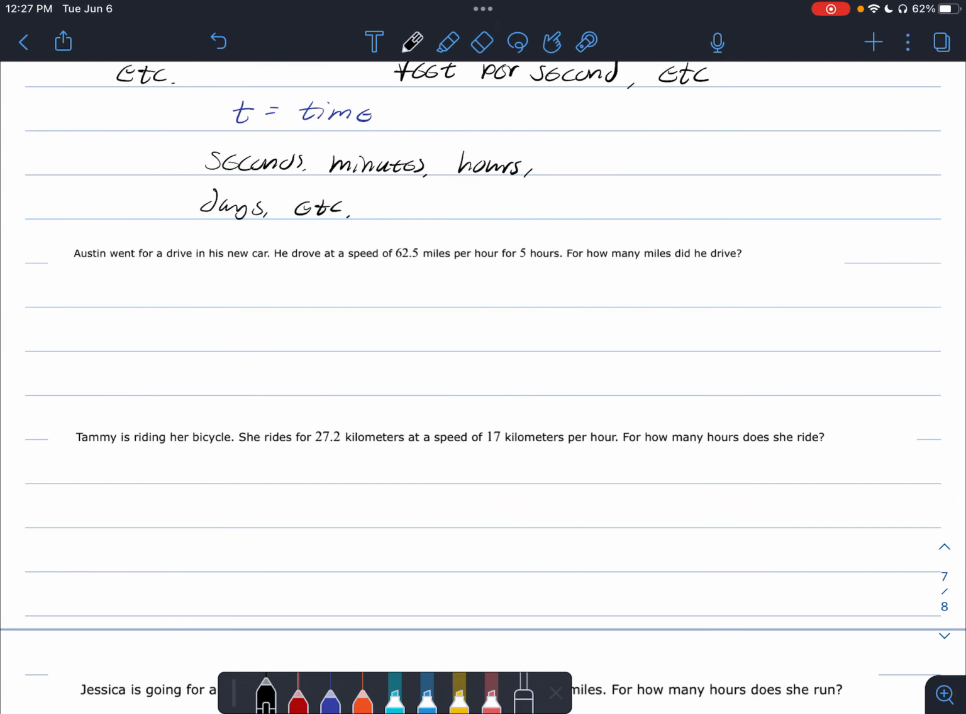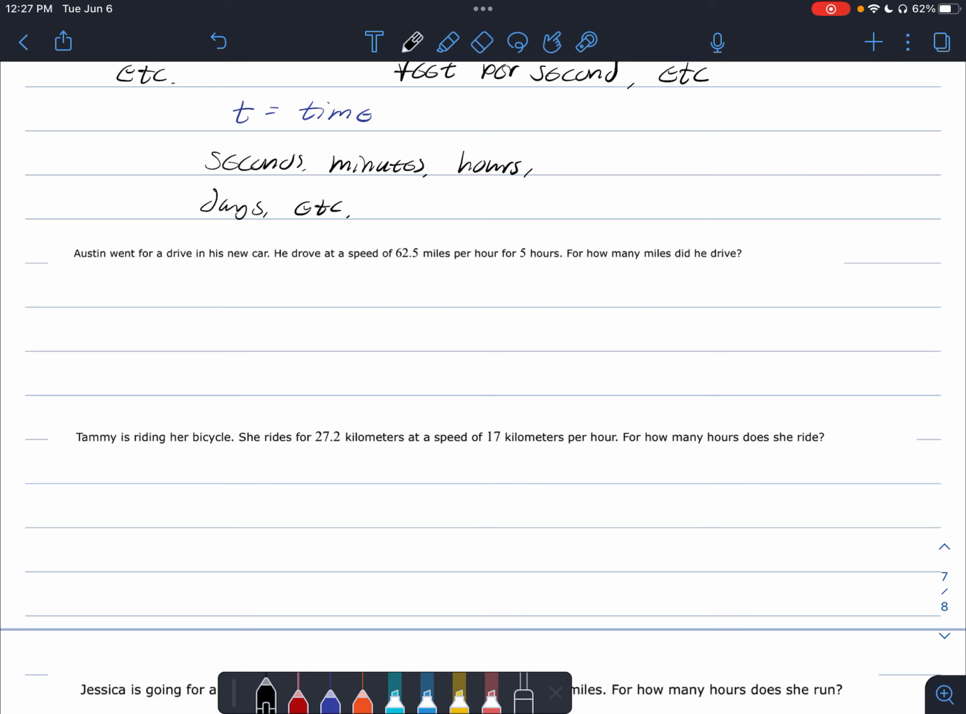The first one says that Austin went for a drive in his new car. He drove at a speed of 62.5 miles per hour for 5 hours. How many miles did he drive? With these pretty simple one-step problems like this, really all that you have to do is identify what you have and what you don't have. Typically you're going to solve for the thing that you don't have.